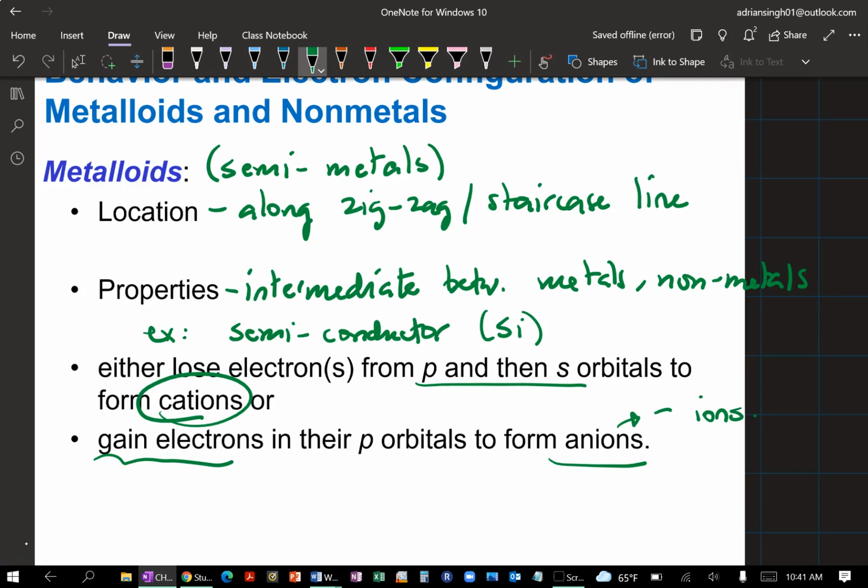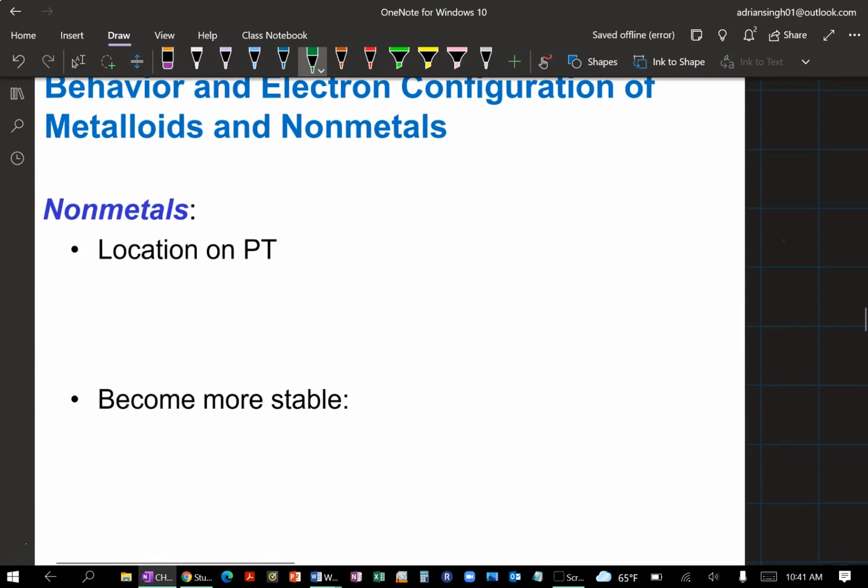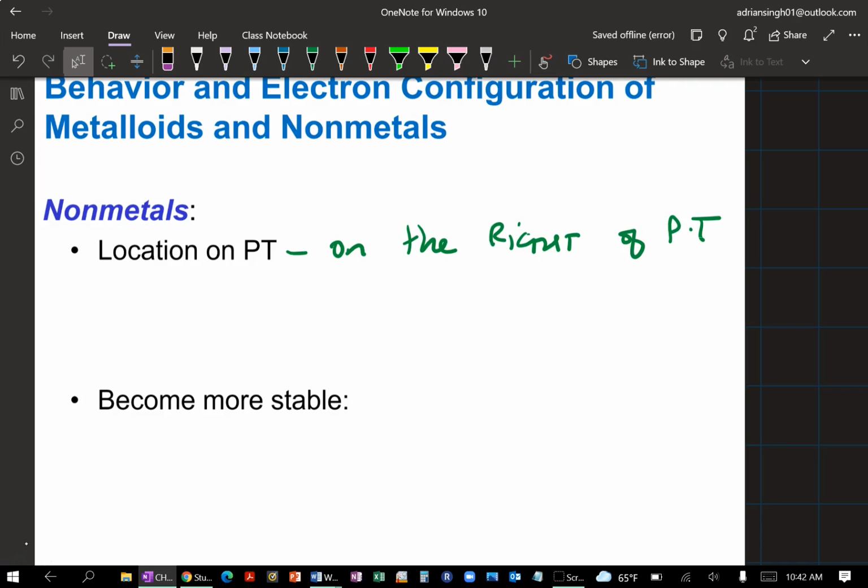Okay, so the chemistry of the metalloids tends to sort of span the chemistry of both the metals and the non-metals, because that's kind of what they do, right? They are in between the metals and the non-metals. The non-metals, in comparison, are located on the right of the periodic table, and specifically to the right of the zigzag line or the staircase.